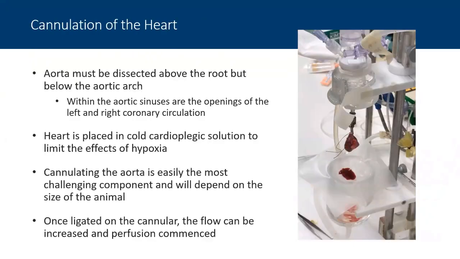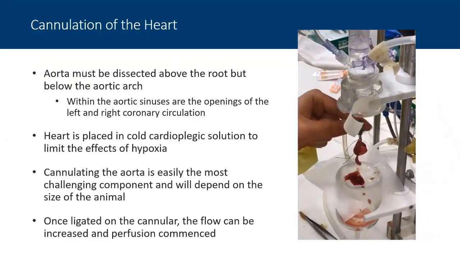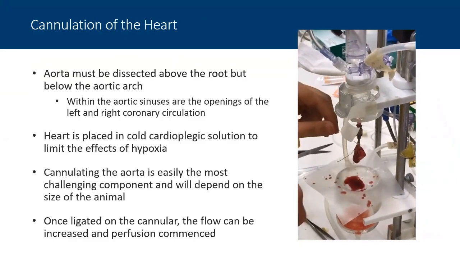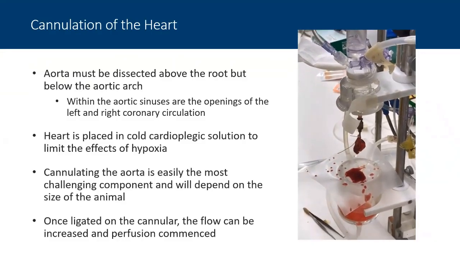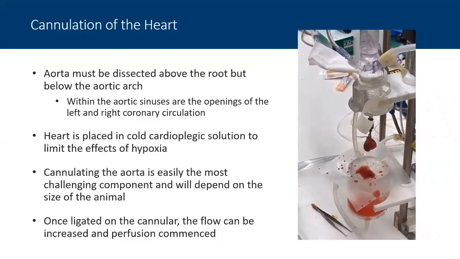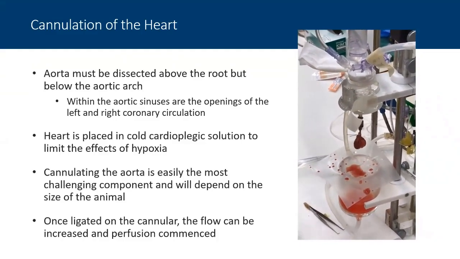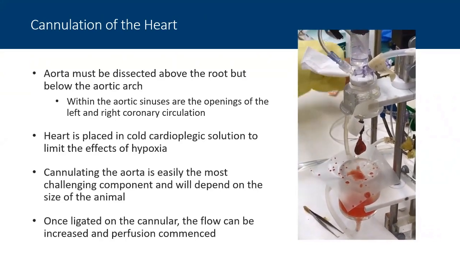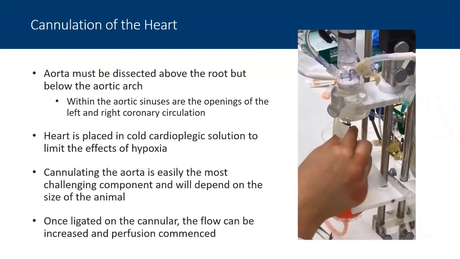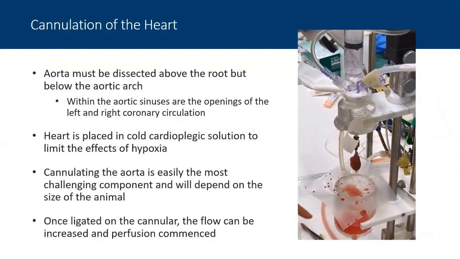Okay, next thing we're going to do is we're going to cannulate the heart. Obviously, as part of our excision procedure, we need to dissect the aorta above the root but below the aortic arch. And this will allow us to have a good amount of the aorta to allow us to perfuse the aortic sinuses, which allow for opening into the left and right coronary circulation.